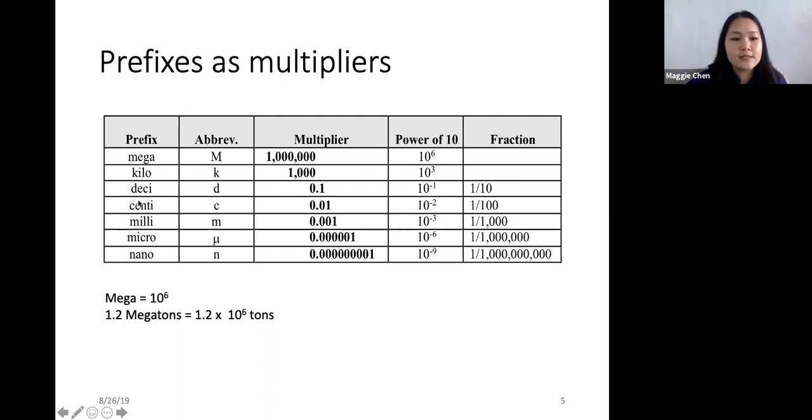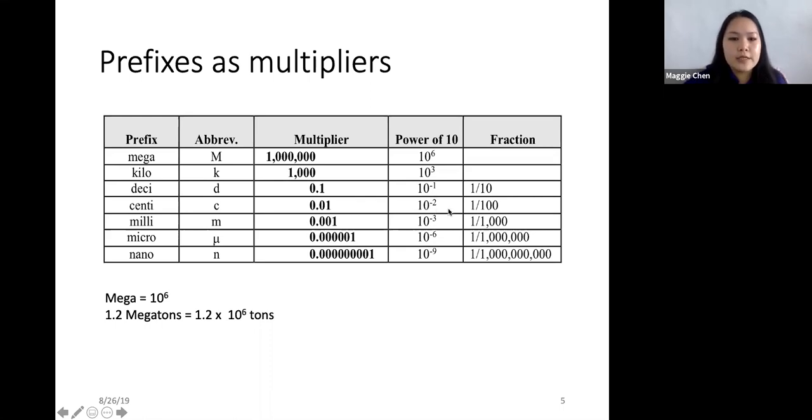So if we're looking at centi as a prefix, it could be abbreviated as lowercase c. The multiplier of that is 0.01. And what we can rewrite it as in the power of 10 is 10 to the negative 2. So how would we get this power of 10? This power of that exponent indicates how many spaces past the decimal point our number is. So this negative 2 is the 2 spaces to the right of our number. So this negative indicates that it's a small number.